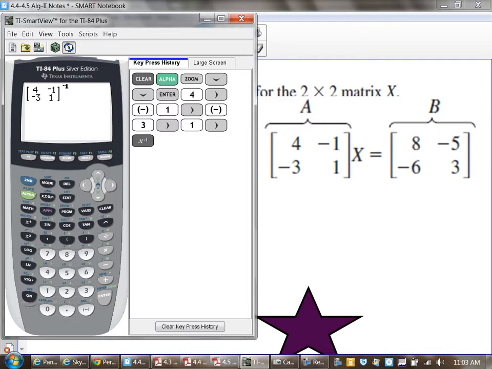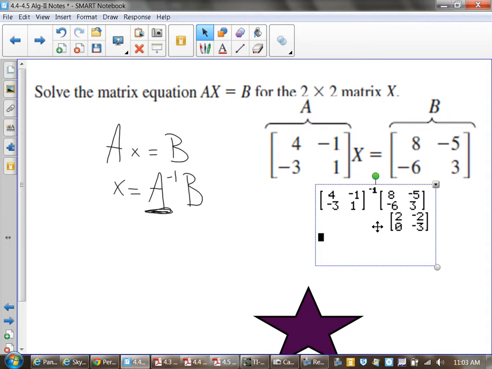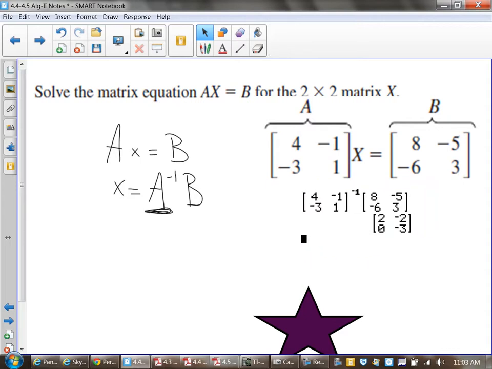And I have to multiply that by matrix B. Alpha, zoom, 2 by 2, 8, -5, -6, 3. There's my answer. What this is telling me is that... Whoa.